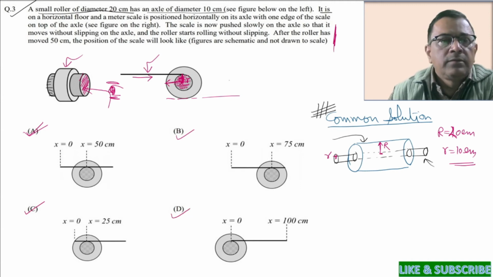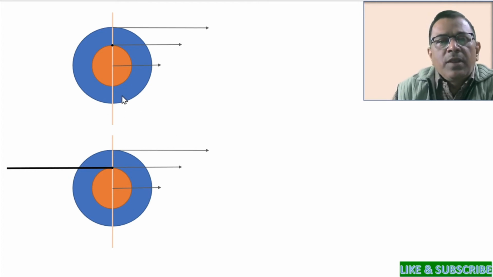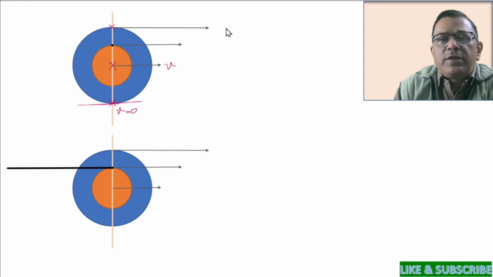According to the common solution provided in different books and videos, during rolling, you already know the point which is in contact with the ground has zero velocity, v equals 0. The velocity of the center is v. If the velocity of the center of the roller is v, then the velocity of the highest point is 2v. And this point happens to be the midpoint. So expectedly, the velocity of this point should be 3v/2.